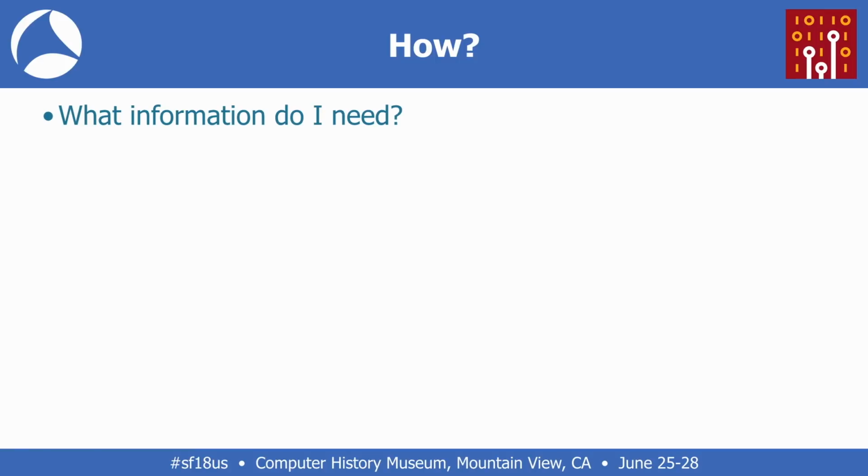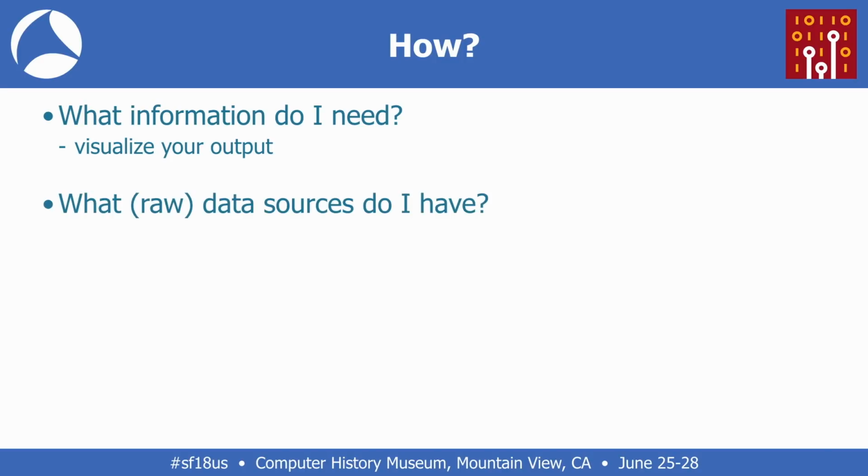Whenever you want to use the CLI tools, I always focus on what information I need. What's the end result that I want? So I'm visualizing my output. If I want a table with something, or I want a count of something, or I want to extract data, or whatever, I try to look ahead and see what I need. And then I look at what sources I have. That can be, of course, PCAP files, but it can also be other stuff.